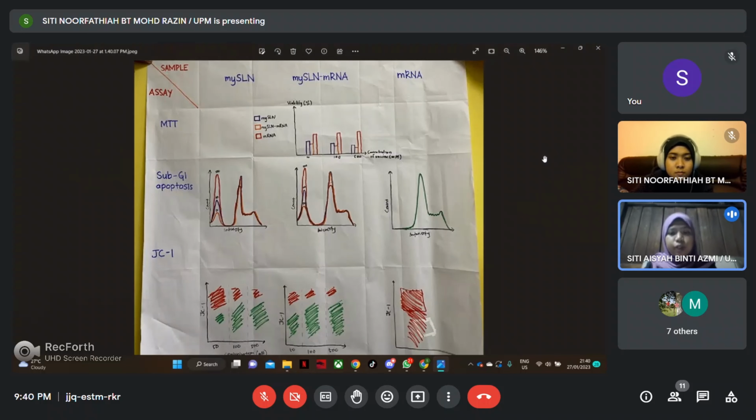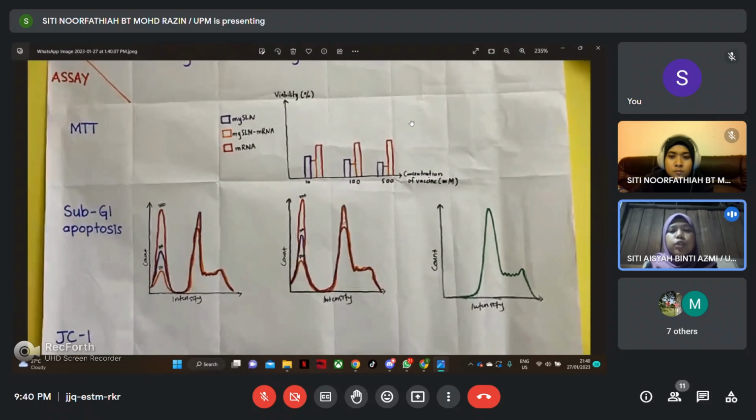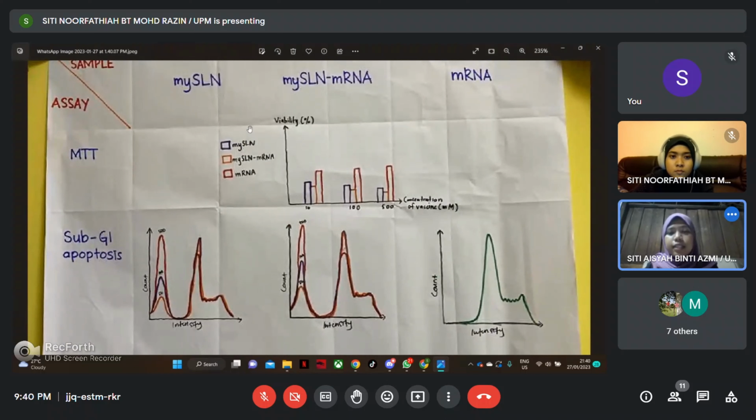So we refer to the graph. If you can see here for the MTT assay graph, the blue color shows the level for MySLN, the orange for MySLN mRNA, and the red color for mRNA only.